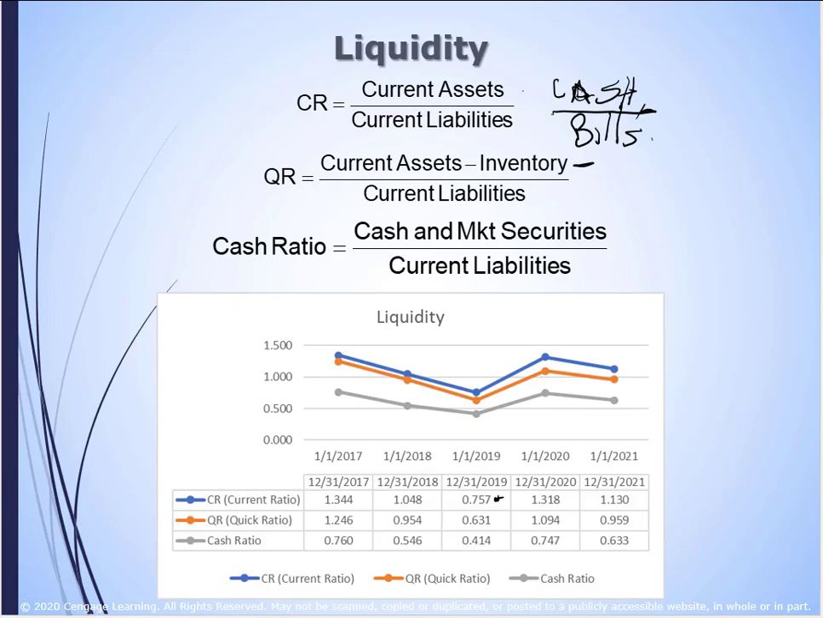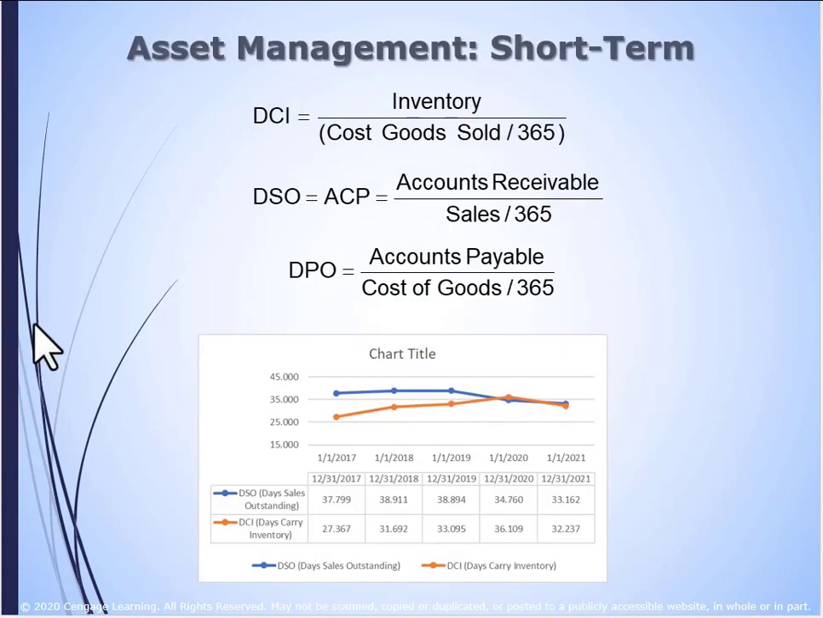The next ratios to look at then are the asset management ratios. Now we can divide them into short-term and long-term ratios. So the short-term ratios talk about how, and just as a side, sometimes we refer to these as efficiency ratios. How efficient is the company in using its asset base to generate profits or sales?